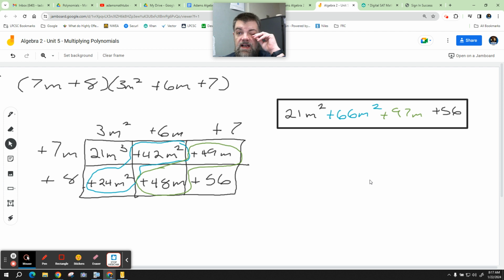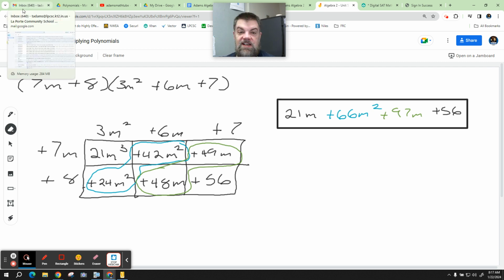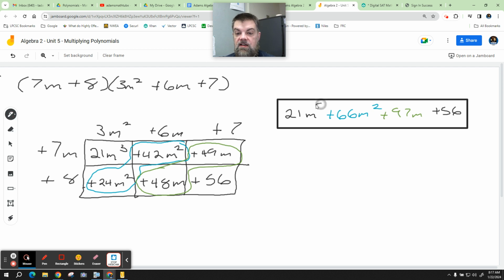Any questions on that? Yes? Why don't you add the 21 and 66? Oh, you know what? I wrote that down. I'm glad you said something. I made a typo, right? That should have been m cubed. That's a great question. The student said, why don't you add those up? They're both m squareds. Well, Mr. Adams wrote down the wrong answer. Okay, see what I mean by making mistakes?